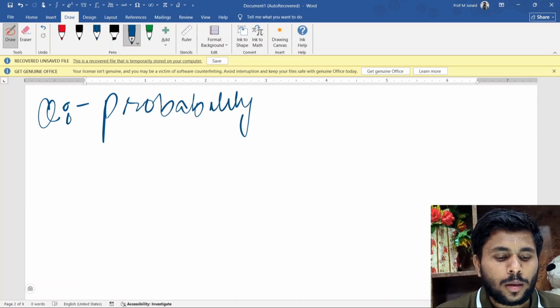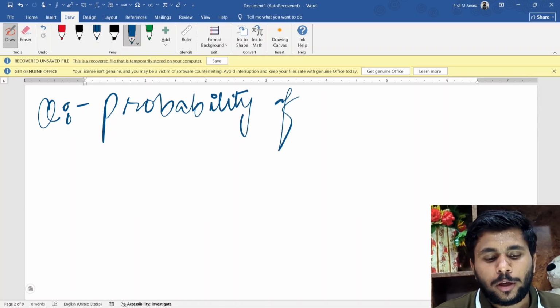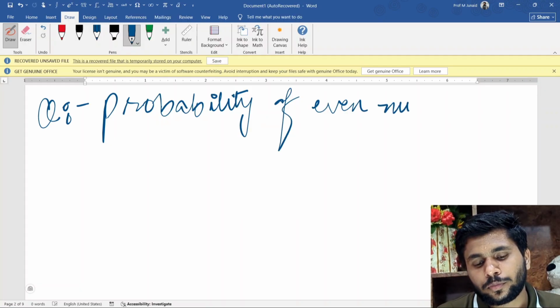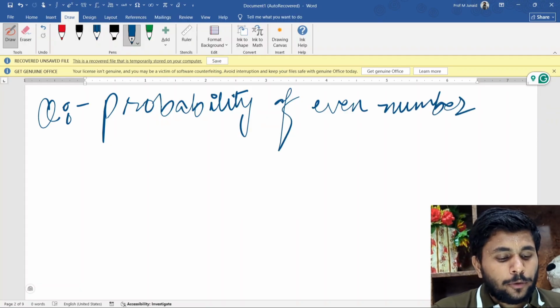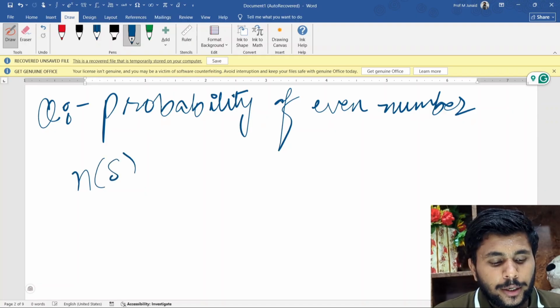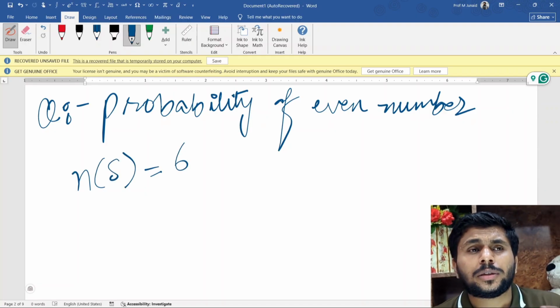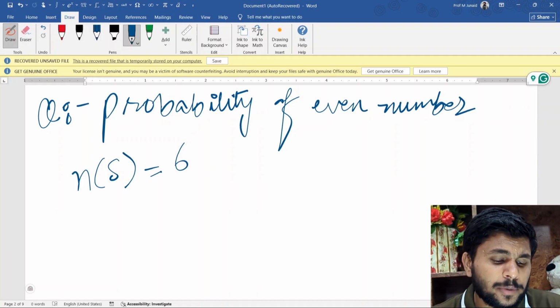Probability of even numbers. First, find the sample space. We already know that the sample space equals 6, the total number of faces on a dice. So our sample space is 6.